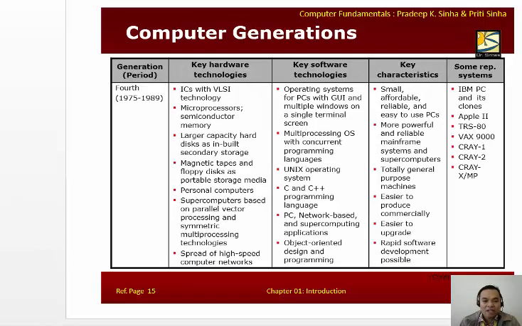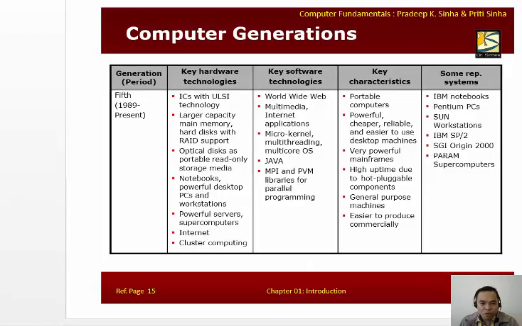Next, it is followed by the fourth generation, happening between 1975 to 1989. Here we have the microprocessors, semiconductor memory, large capacity hard disks, and built-in secondary storage, magnetic tapes, and floppy disk drive. Take note of the different types of operating systems. We have Unix, C and C++ programming languages, and network-based. I'm just highlighting here object-oriented designs and programming. So we have an upgraded version of the fourth generation, the last.